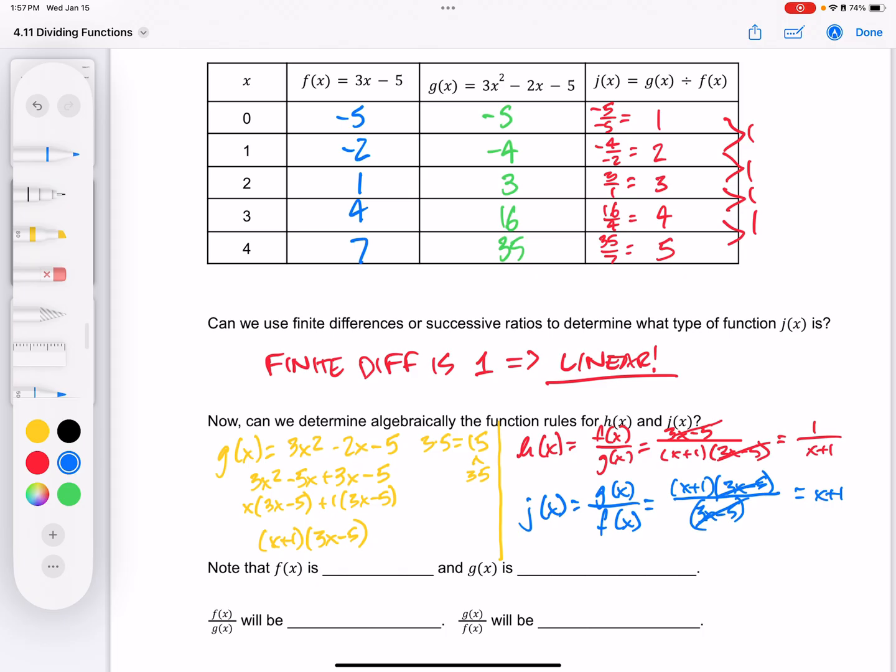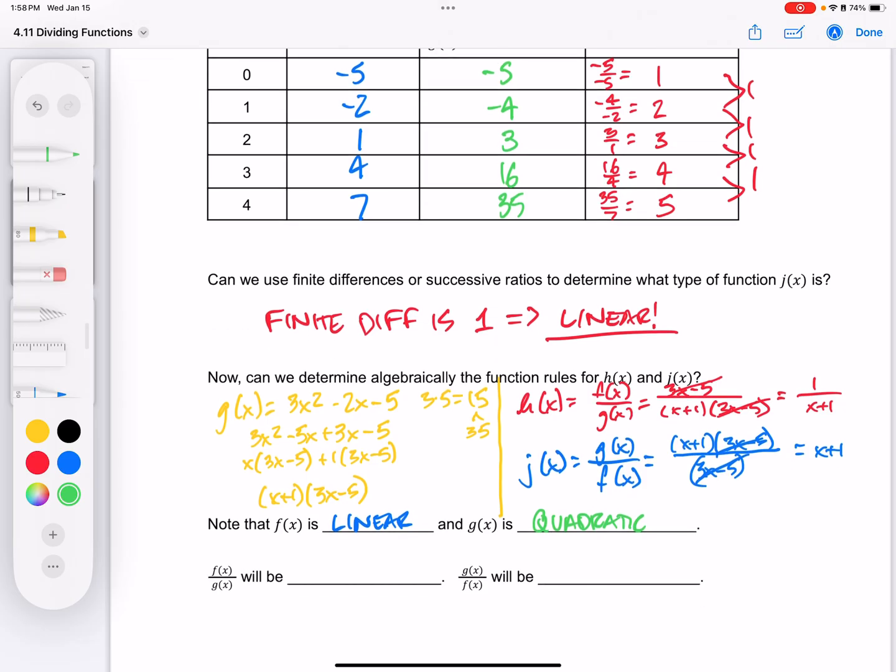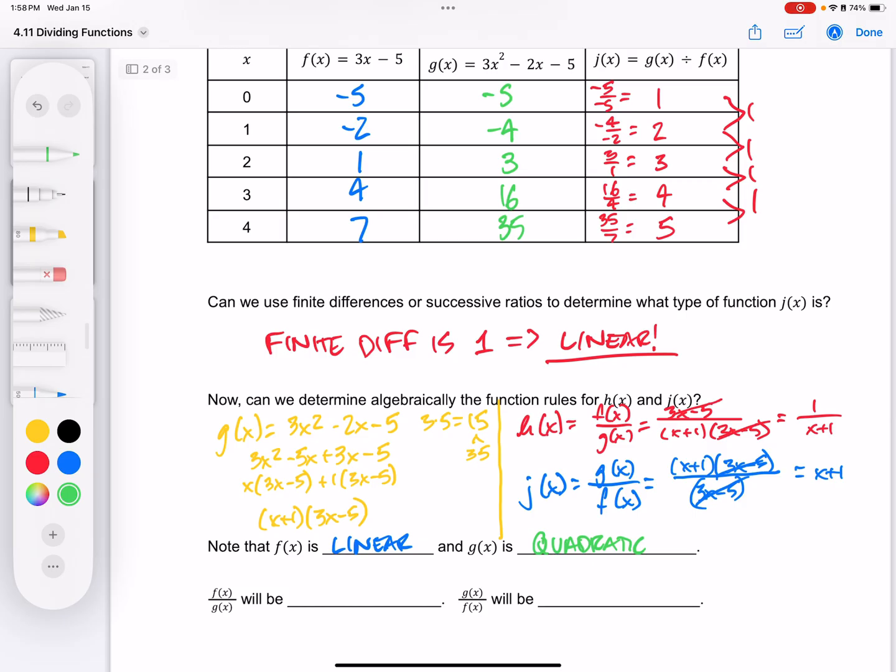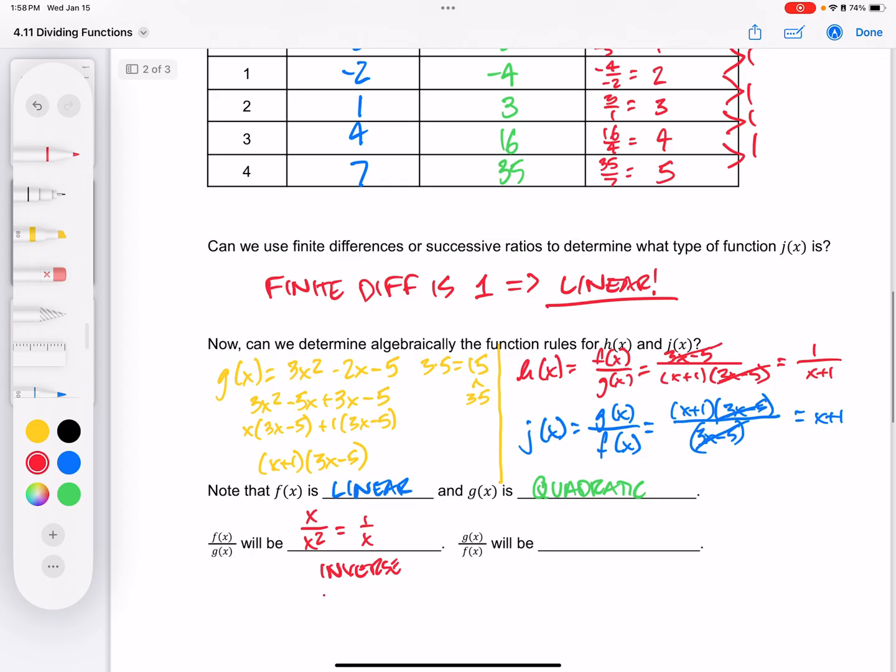F of x is a linear function, isn't it? F of x is linear, and g of x is quadratic. So if I think of just the leading term, and I do f of x over g of x, f of x is linear, so that's like an x something. G of x is x squared. This becomes a 1 over x, which is an inverse function. That's what we call an inverse function.